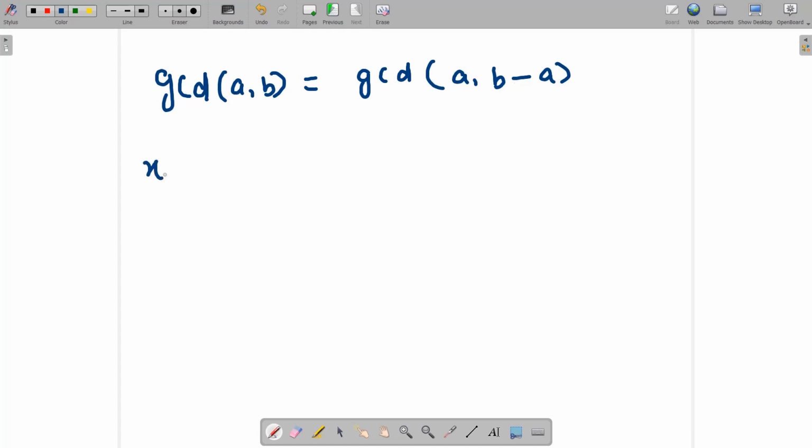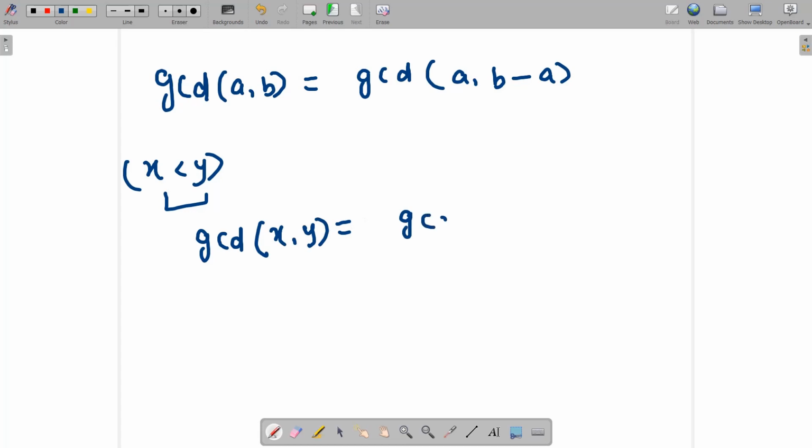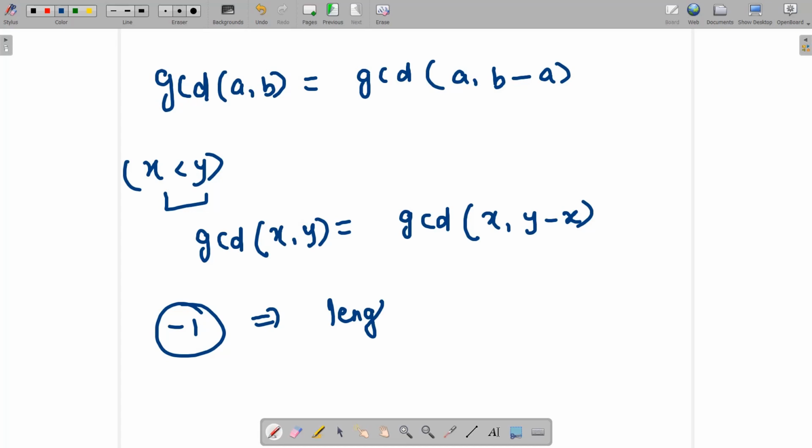Now also you have been told that x must be less than y, so you need to check how you can transform this. Since y is greater than x, you can write GCD of x comma y equal to GCD of x comma y minus x. There is one more thing: you need to print the answer minus 1 for the test case where the length of the chain is going to be infinite.